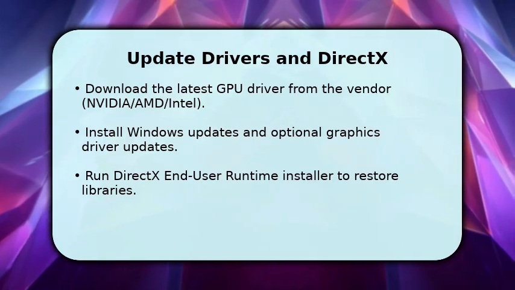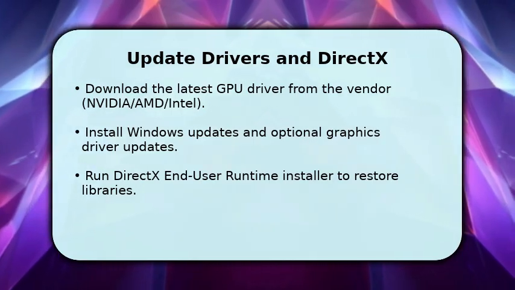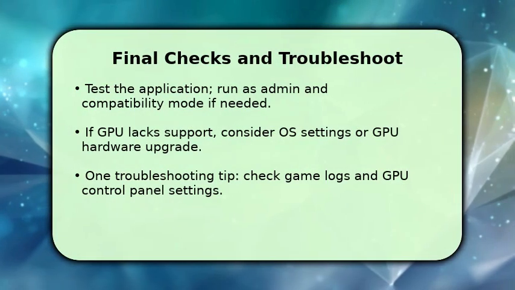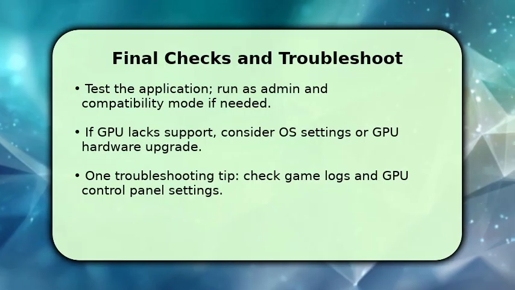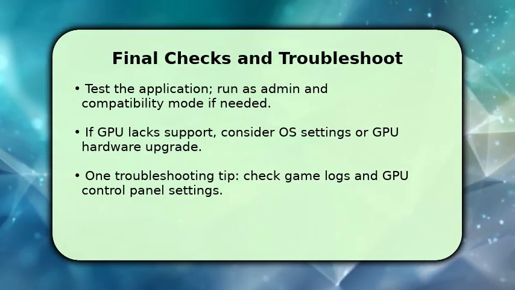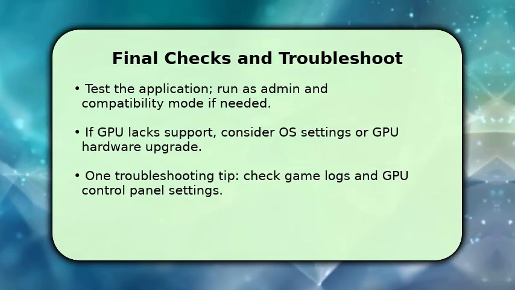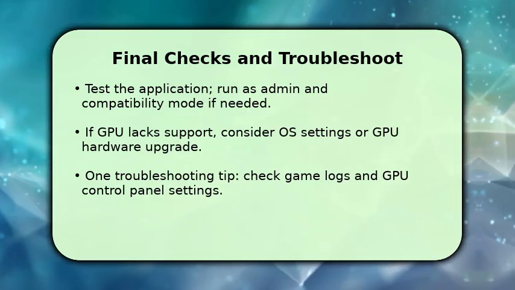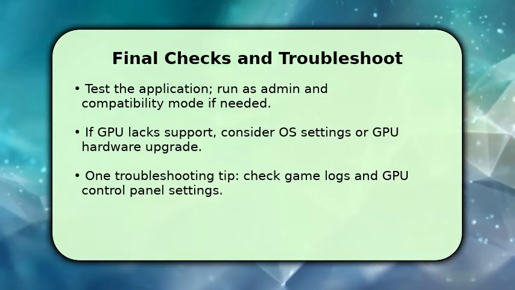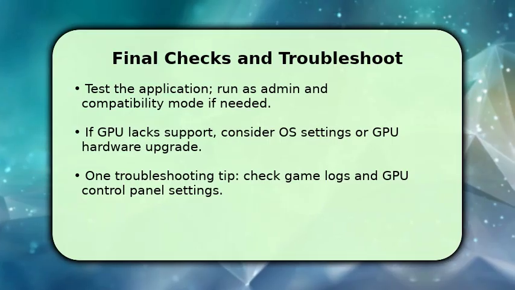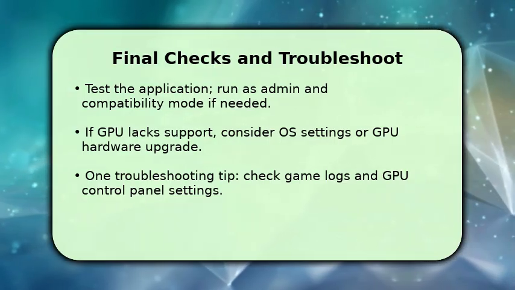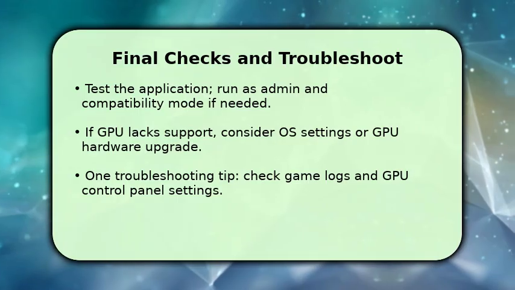Finish by launching the game or app with elevated rights, and if needed, compatibility mode for the target Windows version. This can bypass mistaken compatibility checks. If dxdiag still shows no DirectX 11 support, confirm the GPU's hardware feature level. Some older chips never support it and require replacement. Once done, inspect application logs and the GPU control panel for forced feature overrides.